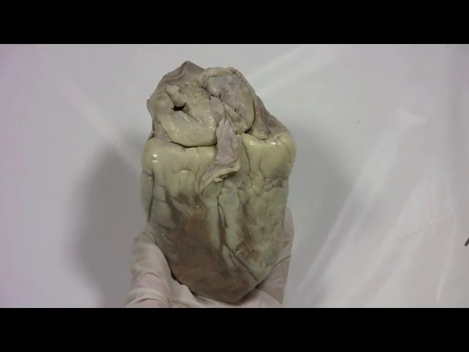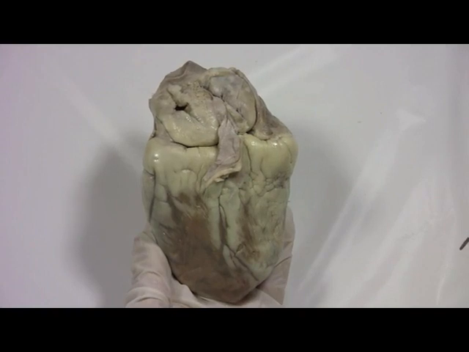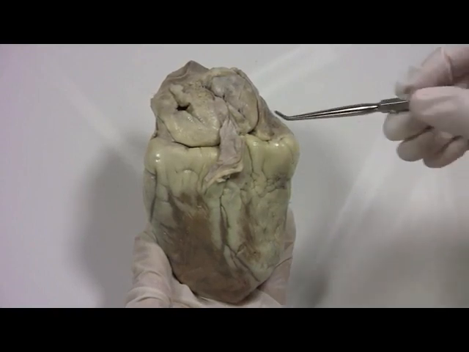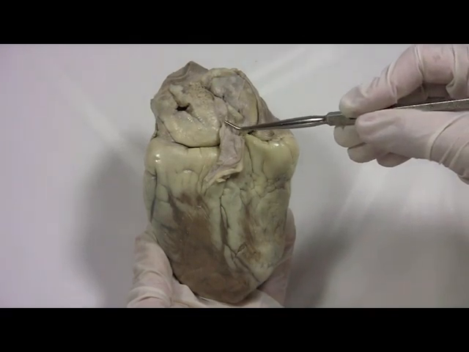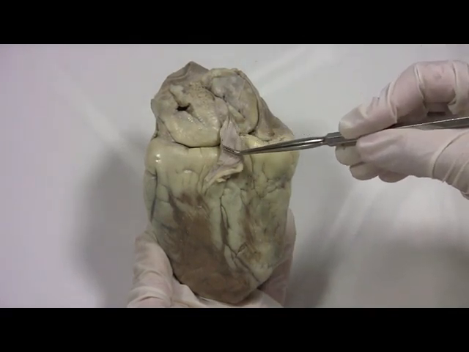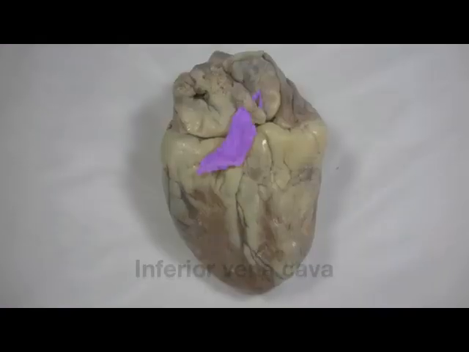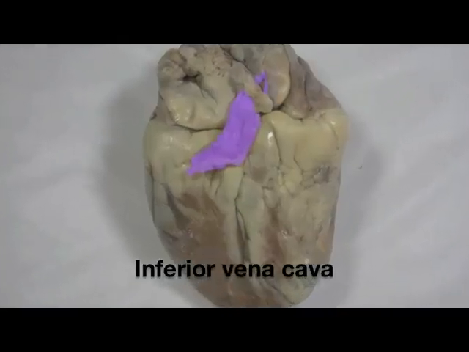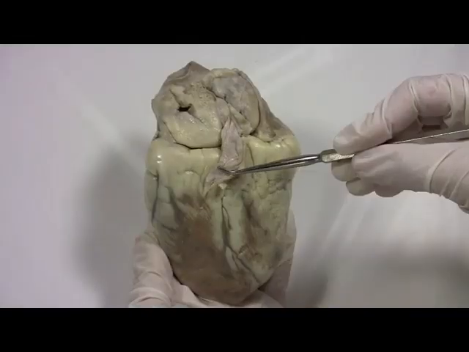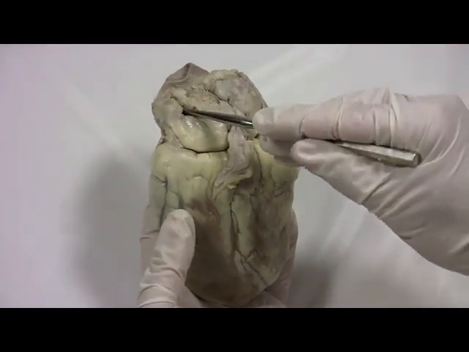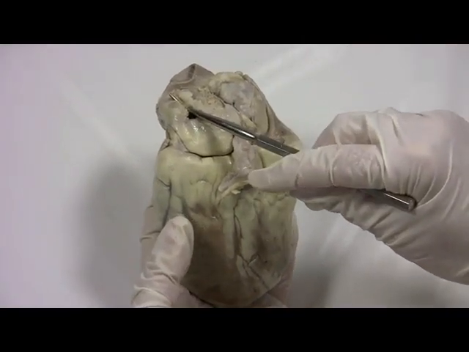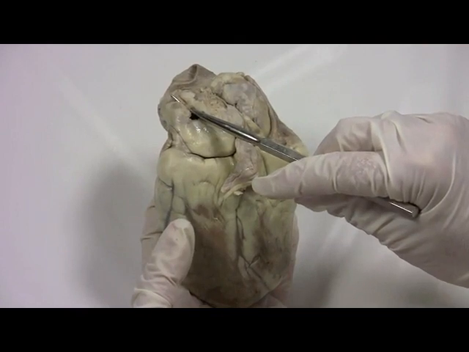Taking a look at the back of the heart, this vessel is the inferior vena cava, which returns deoxygenated blood from the body to the right atrium. And these are openings to two of the four pulmonary veins. Pulmonary veins return oxygenated blood from the lungs to the left atrium.